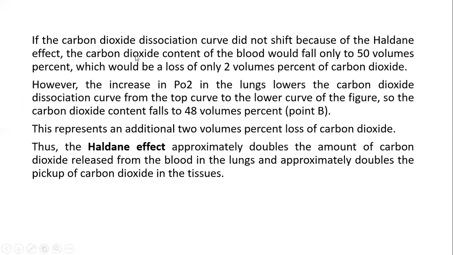If the carbon dioxide dissociation curve did not shift because of the Haldane effect, the carbon dioxide content of the blood would fall only to 50 volume percent, which would be a loss of only 2 volume percent of carbon dioxide. However, the increase in PO2 in the lungs lowers the carbon dioxide dissociation curve from the top curve to the lower curve of the figure, so the carbon dioxide content falls to 48 volume percent, وهو هذا المطلوب في البوينت B. This represents an additional 2 volume percent loss of carbon dioxide بسبب الهالدين effect.